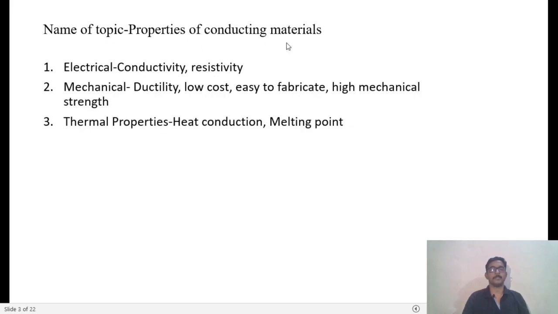The properties of conducting materials are electrical, mechanical and thermal properties. Electrical properties are conductivity and resistivity. Mechanical properties are ductility, low cost, easy to fabricate, and high mechanical strength. Since mechanical properties are physical properties, they indicate the appearance of the material. Thermal properties are heat conduction and melting point. As per the requirement, the melting point should be more or less, and we select the material for the particular application.